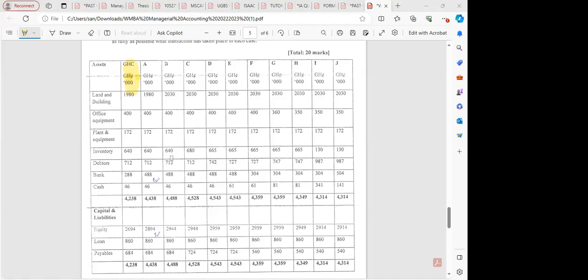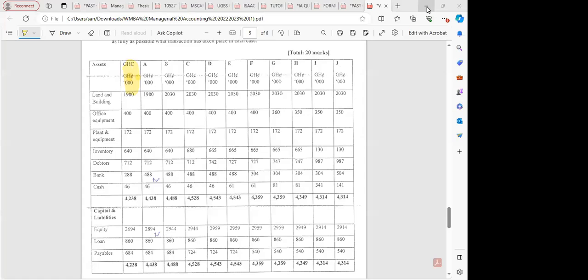We come down to equity and liability, and we can see that equity has increased by 50. So when we compare this and that, we can see that the increment is 50. So equity has also increased by 50. Then we compare loan. Loan is the same.